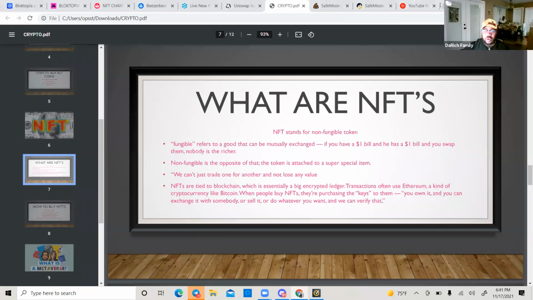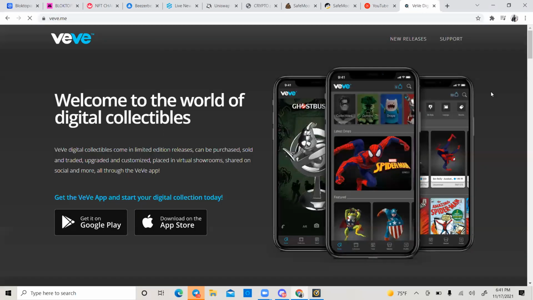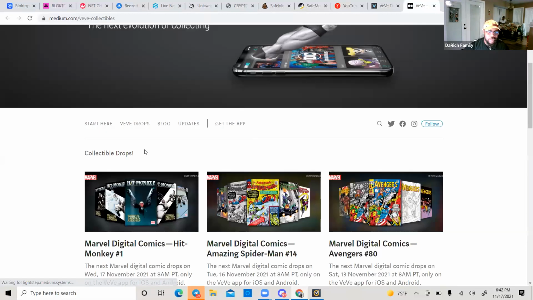Let me go to it real quick on the screen so everybody can see. If you're on your phone, it's a black background with a blue V. Yes, VV. This is the app. They got comics, drops, collectibles, everything. And this is the cheapest place where you can truly find NFTs right now. No cap. But you've got to be fast when you're trying to buy it, within seconds. Let me see new releases.